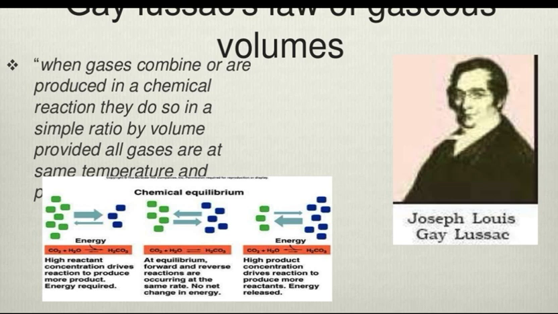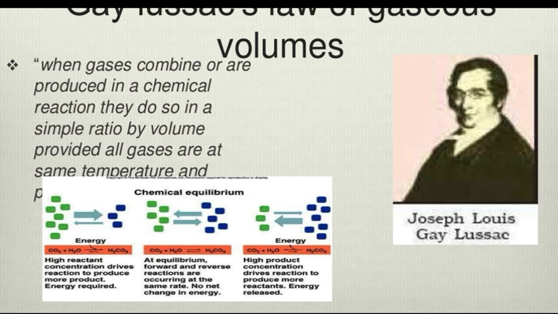Law of Gay-Lussac, the law of gaseous volume. When gases combine or are produced in a chemical reaction, they do so in a simple ratio by volume, provided all the gases are at the same temperature and pressure. Repeated, it states gases combine in simple whole number ratios by volume at constant temperature and pressure. For example, 2 volumes of hydrogen and 1 volume of oxygen give 2 volumes of water vapor.